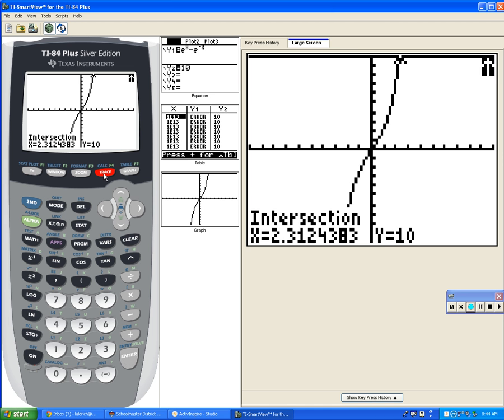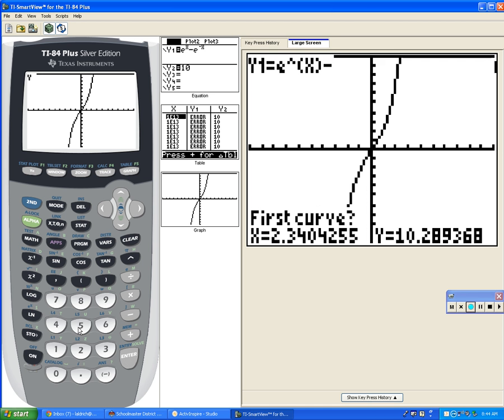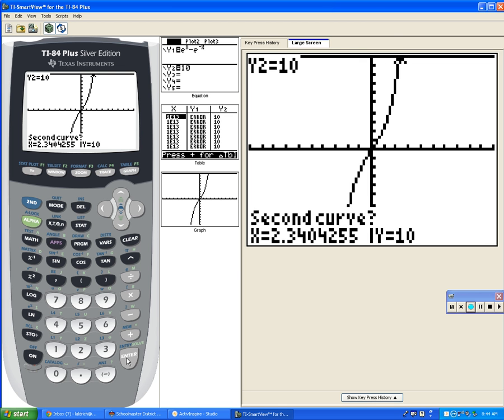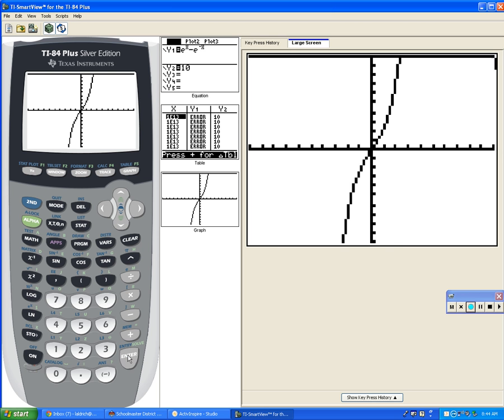The first question it asks you is, because you can have more than 2 graphs at the same time, is this the first curve? Is this the first one that you want? So you say enter, yes. And then it asks, is this the second curve? Is that the one you want? Enter, yes. And then it says, give me a guess where they cross. But you can just start anywhere since there's only 2 of them, so you just hit enter again. And then there you go.